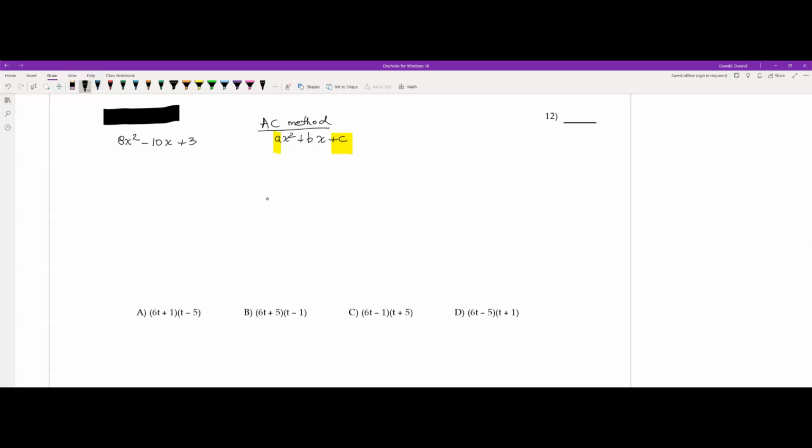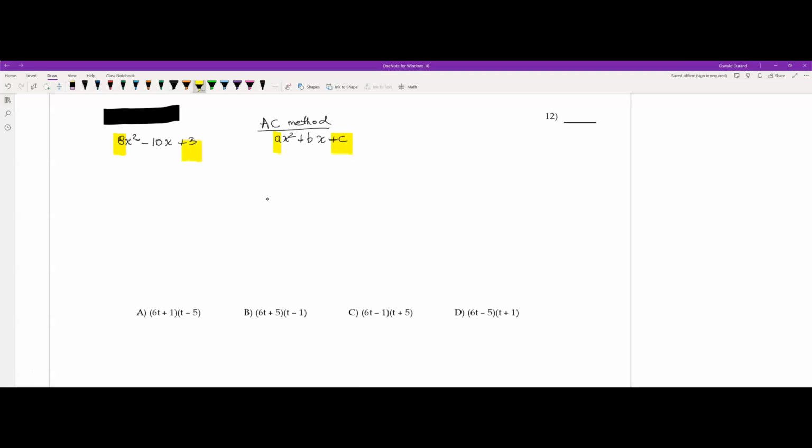So the goal is to, just like we did before, factor in this fashion. But you can see that to factor this, we need another approach. We cannot use the approach that we have for the previous one, because now we have a value in front of the x squared. So our approach has to be a little bit different. So let's talk about the AC method.